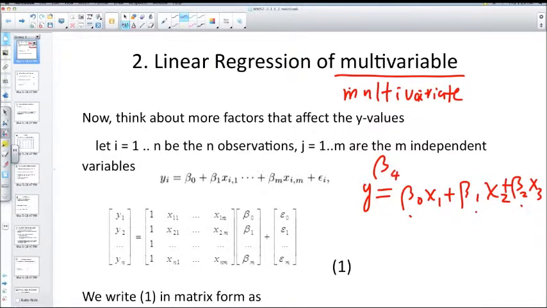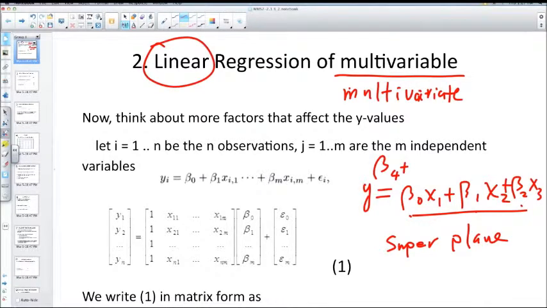Let me add another one, the constant. Get the 4 parameters and 3 different factors. So in this case, we get a so-called hyperplane. It's not just a 2D plane, but we call it a hyperplane. Anyway, the bottom line is they're straight. It's not a straight line, but the plane is straight, no curvature.